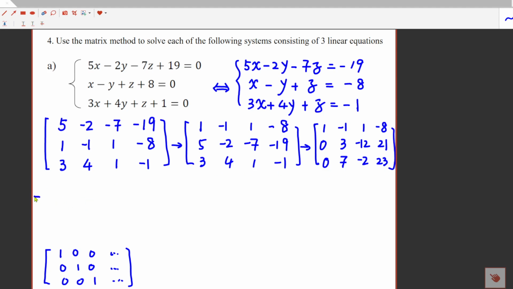Then we could divide the second row by 3 to simplify that. So the first row does not change: 1, -1, 1, -8. The second row becomes 0, 1, -4, and 7. The third row is 0, 7, -2, and 23, right?